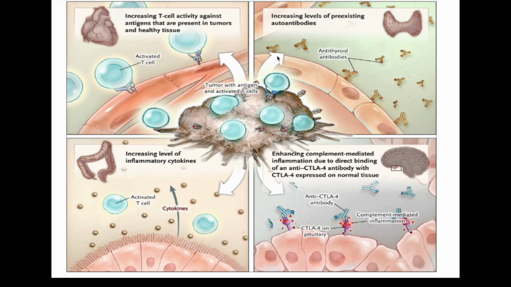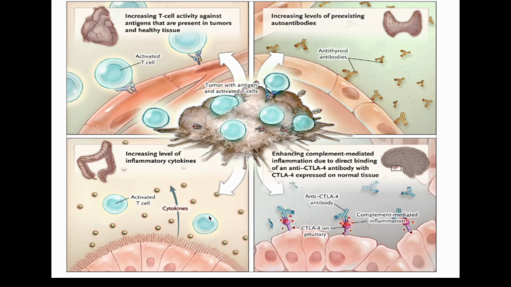Regarding pre-existing autoantibodies, some people already have autoantibodies, so this ICI can exacerbate these, causing an autoimmune disorder. Next is increased level of inflammatory cytokines. Here, because of the increase in the level of cytokines, you can get a cytokine storm. Finally is complement-mediated activation. In this, the anti-CTLA4 antibodies may bind to the CTLA4 expressed in the normal tissue, activating the complement system. This is the inflammation in the pituitary gland seen during hormonal imbalance.